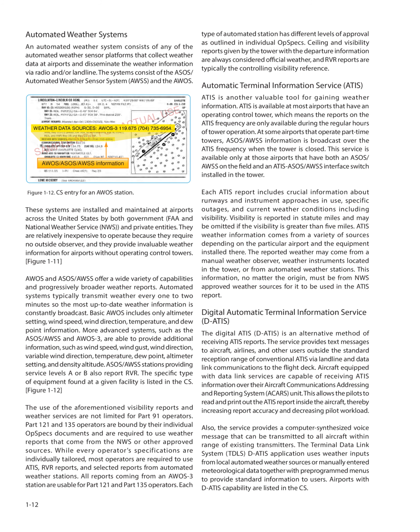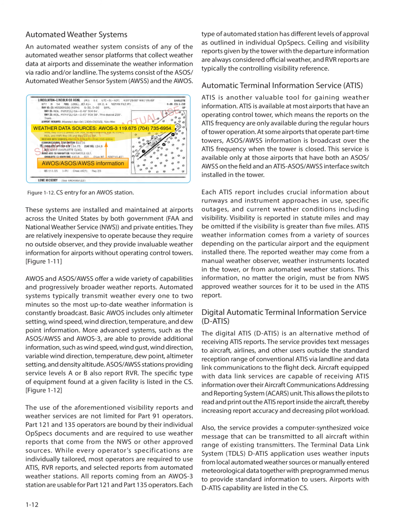NWS, and private entities. They are relatively inexpensive to operate because they require no outside observer, and they provide invaluable weather information for airports without operating control towers. Figure 111, AWOS and ASOS/AWSS offer a wide variety of capabilities and progressively broader weather reports. Automated systems typically transmit weather every 1 to 2 minutes, so the most up-to-date weather information is constantly broadcast.